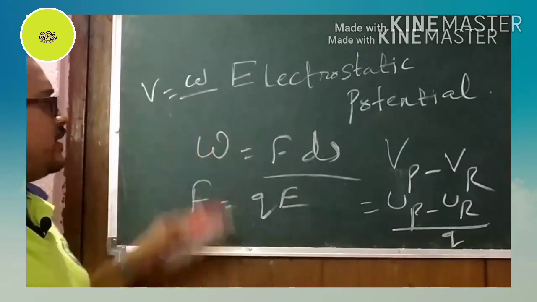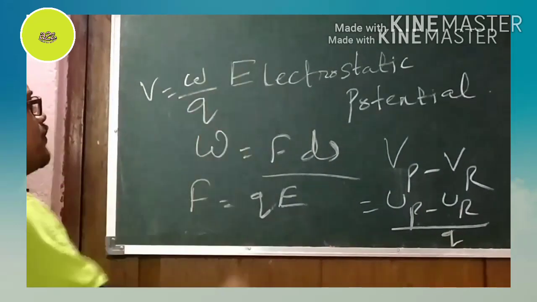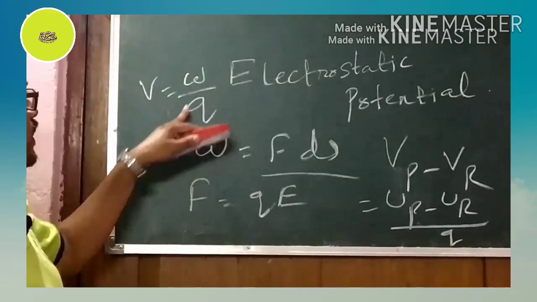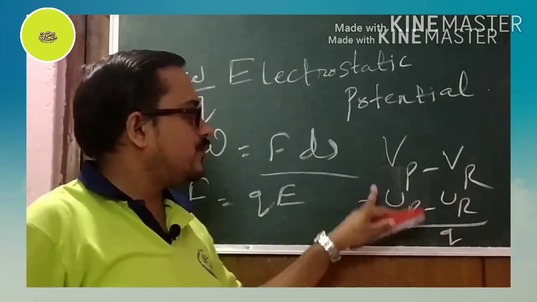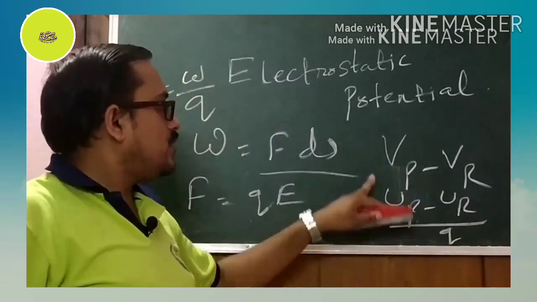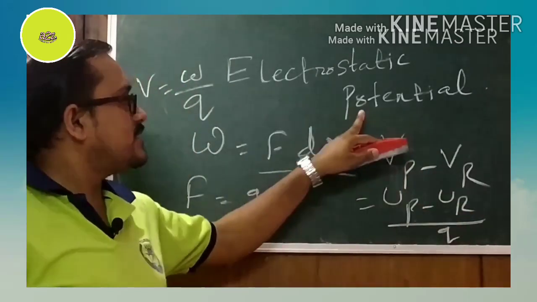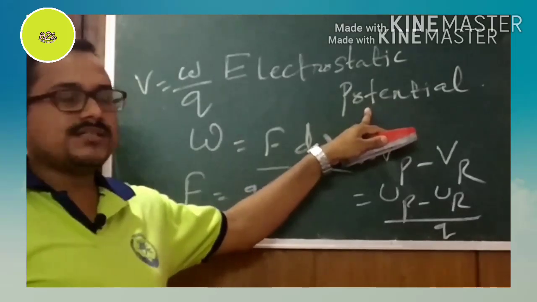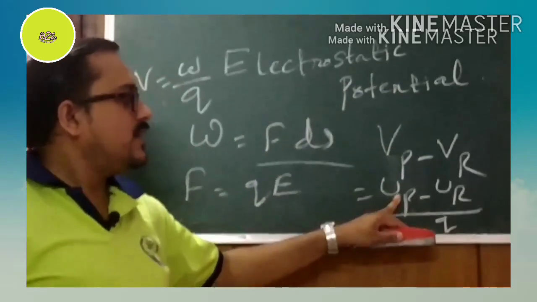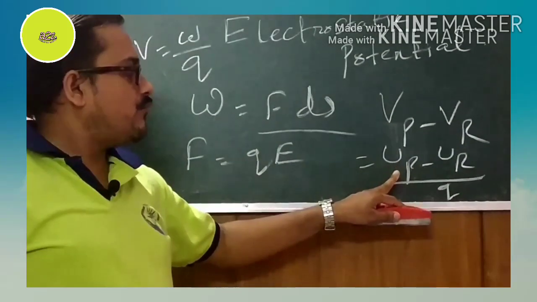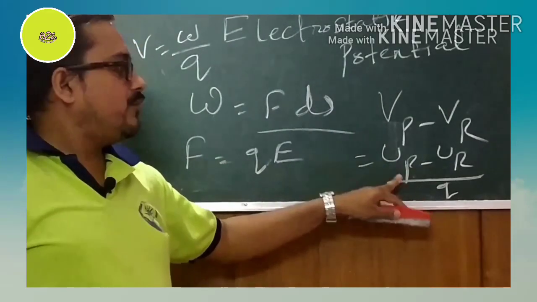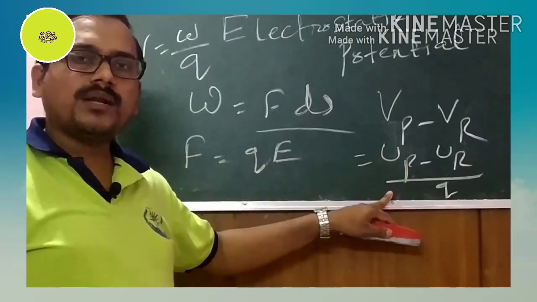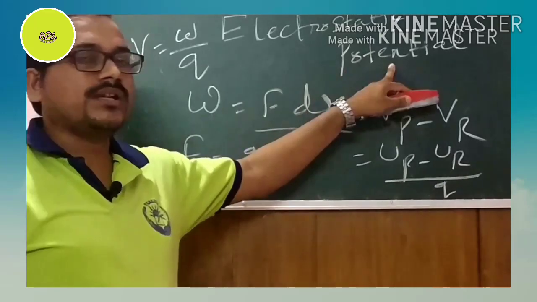Now, as we know, V equals W by Q. In this case, the work done is converted into the potential energy. So now V_P minus V_R represents the potential difference. So now we can define this electrostatic potential as the amount of work done in bringing a positive charge from one point to another point, or we can say from infinity to a particular point. This is called the electrostatic potential.